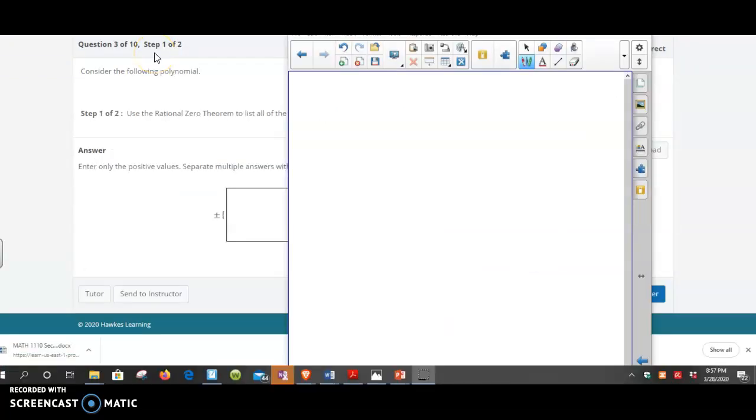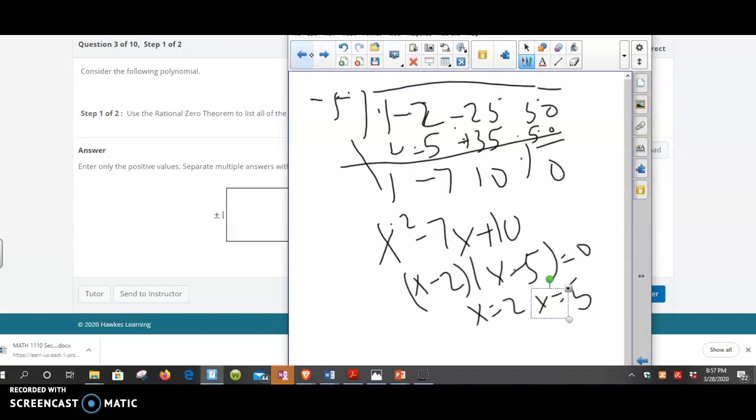The previous problem, part 3, asked us to find all the zeros using the following information from part A and part B. Well, we found out when we put in -5 that it gave us a 0. So when we did that one, it was here, we had -5. We found out that we had 0 there. So that means that -5 is one of the zeros.